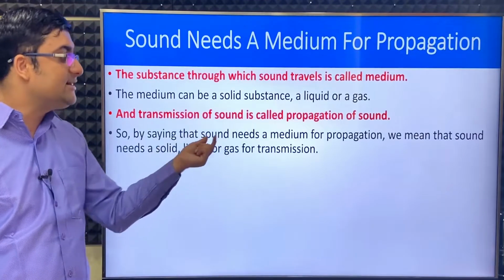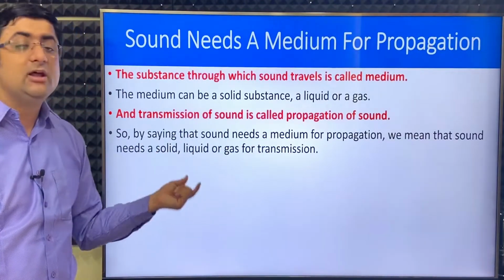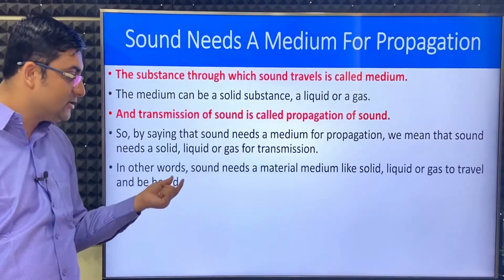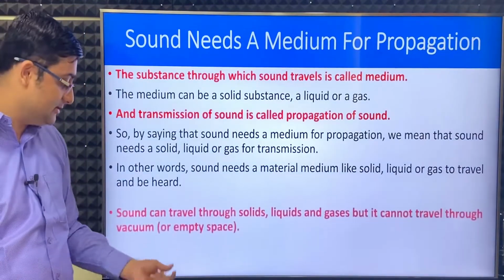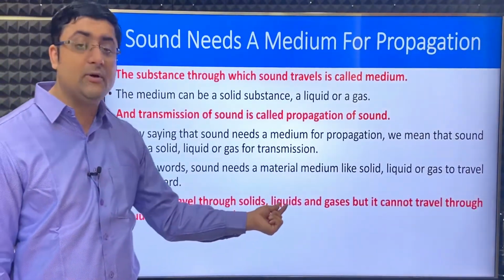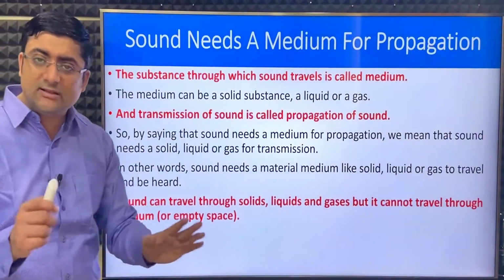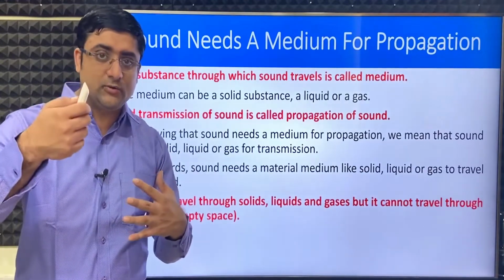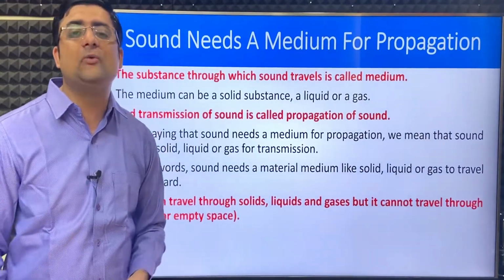Now, by saying that sound needs a medium for propagation, we mean that sound needs a solid, liquid or a gas for transmission. Is it clear? In other words, sound needs a material medium to travel and to be heard. Sound can travel through solid, liquid and gas, but it cannot travel through vacuum. Vacuum means nothing is there, like outer space. Is it clear? So in outer space, if you try to talk to each other, you can't directly do it. Why? There are no air molecules, so sound will not be heard.